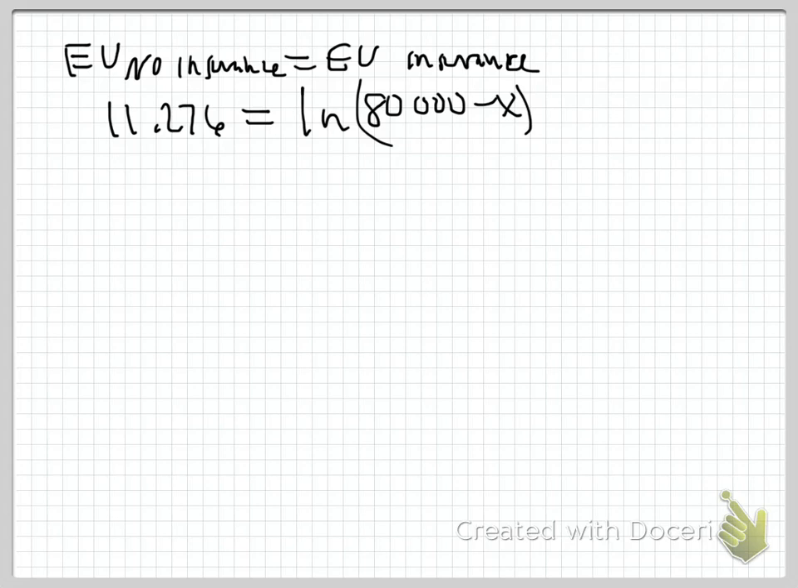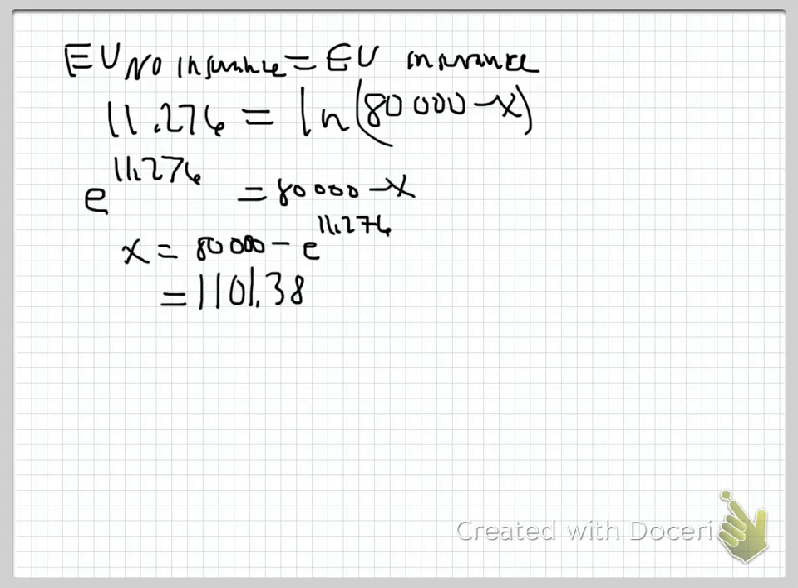To set that up, he's indifferent between his utility without insurance and with insurance, which means we solve for the premium X that makes this equation hold. And if I solve this, I get the following. Take e to both sides, subtract that number from 80,000, and you get $1,101. So that's the most Mark's willing to pay for insurance.